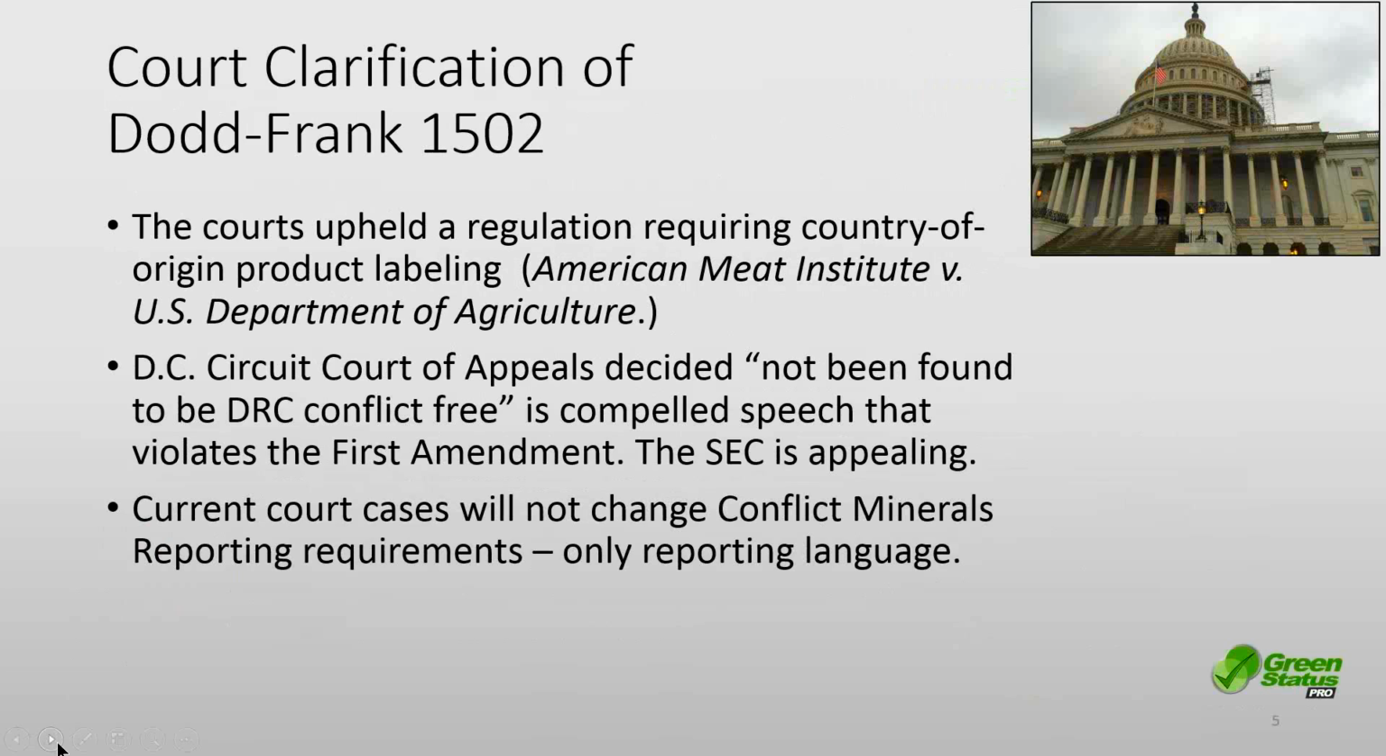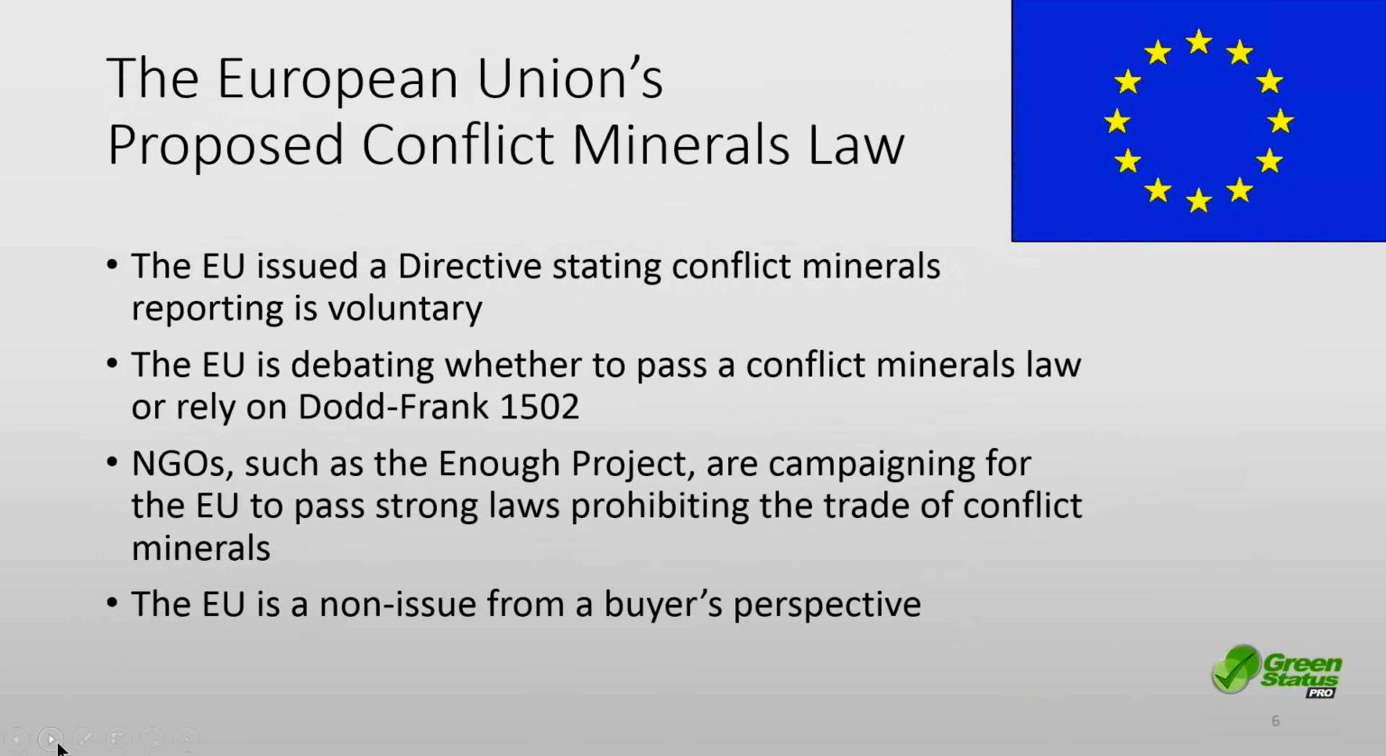And let's just make sure we understand the court clarification issue. It gets garbled so many times. The court upheld a regulation requiring the country of origin product labeling be compelled on the meat industry. But the D.C. Circuit Court of Appeals decided previously that the label "not been found to be DRC conflict-free" is compelled speech that violates the First Amendment. That's what the SEC is appealing. There are no other court cases, so the actual reporting is going to be required. Only the language of what's in the report might be modified.